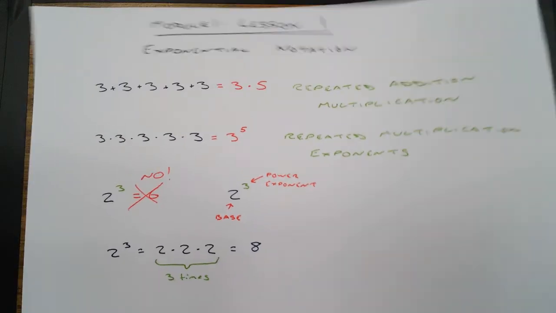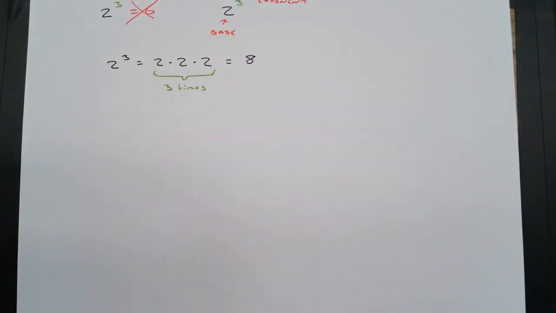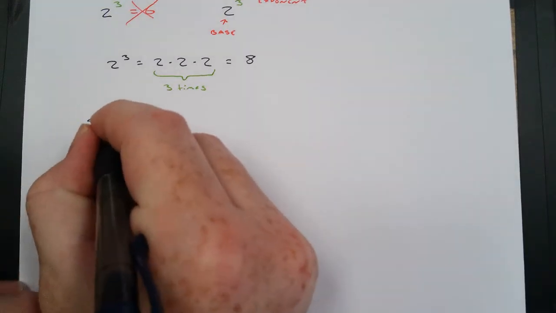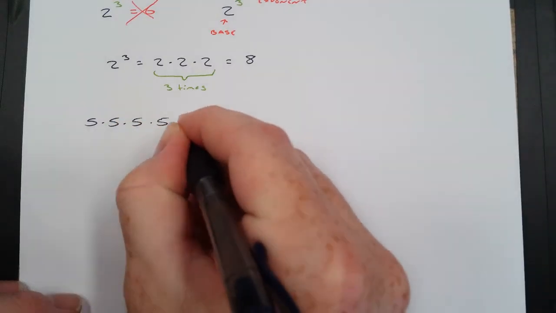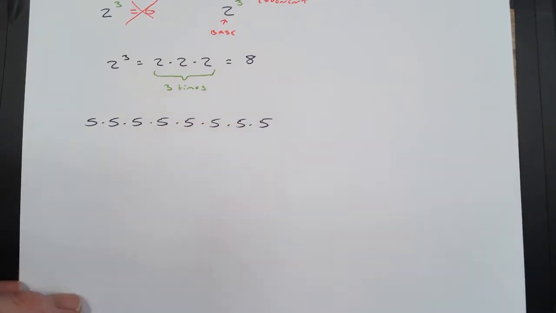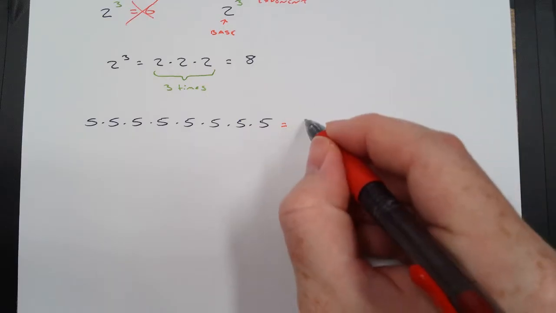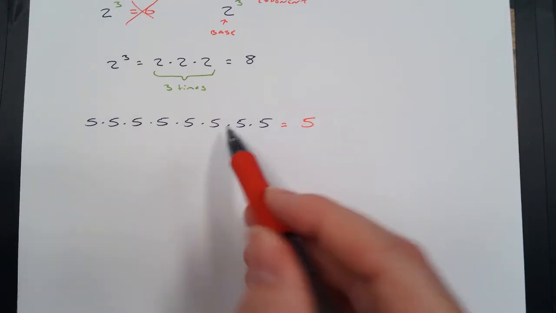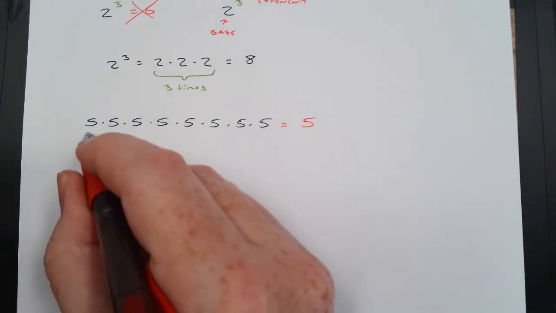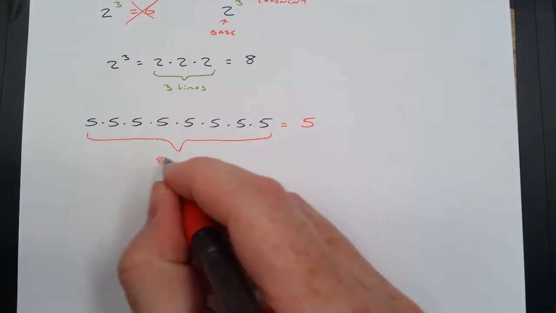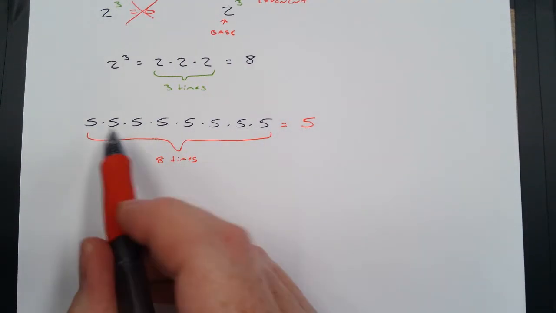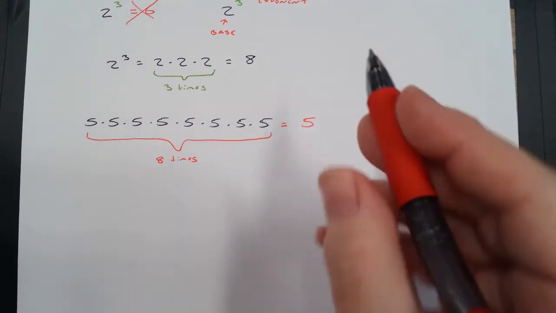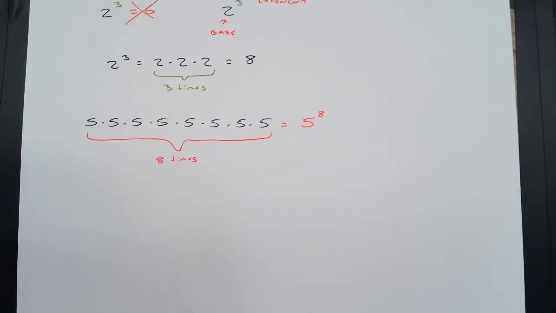Well, what happens if you have something like 5 times 5 times 5 times 5 times 5 times 5 times 5 times 5? Takes a long time to write that. It is much simpler, much faster just to say, well, this is 5, because 5 is the base. That's the number that gets multiplied. And there are 8 of them. So this is 5, 8 times. So 5 is the base, because that's the number being multiplied. And the number of times is the power. 5 to the power of 8.